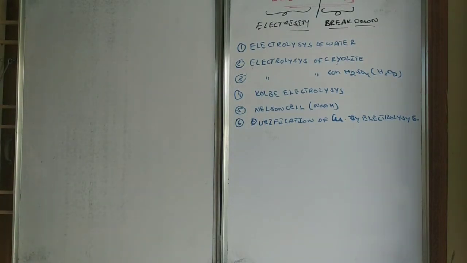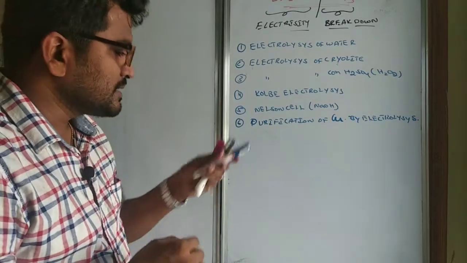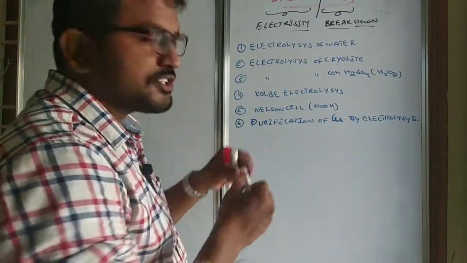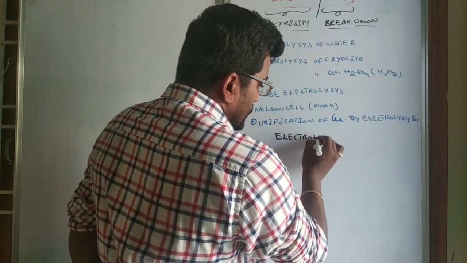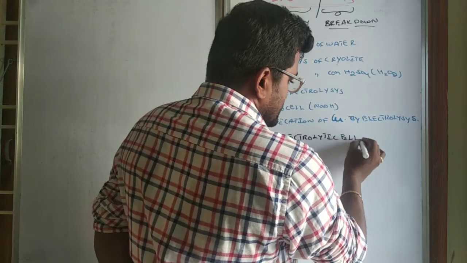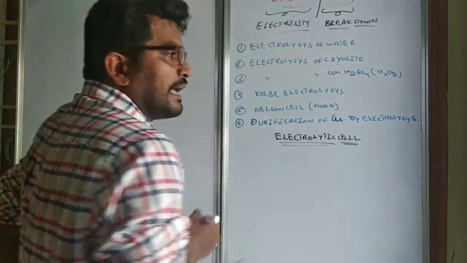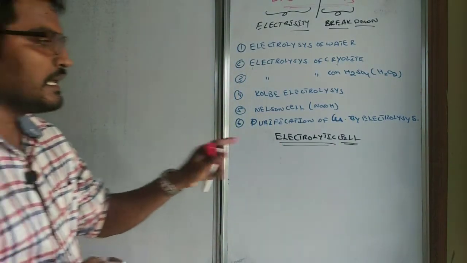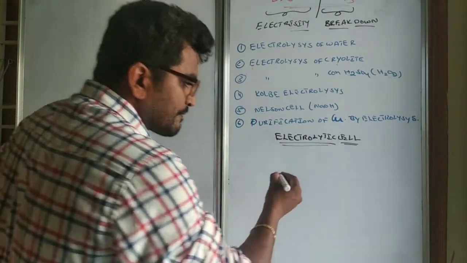What is electrolysis? What are the principles of electrolysis? What will be happening during electrolysis? In which kind of instrument will we carry out this electrolysis? Basically, electrolysis reactions are carried out in an electrolytic cell. Let us see what this electrolytic cell is and what the different electrodes present in it are.